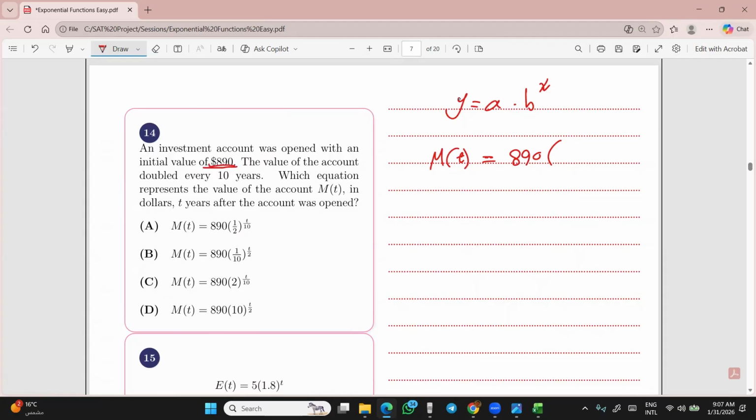B is what happens to this amount. Of course, in the banks, they are increasing. It says the value in the account doubled. As I told you, doubled means always write 2 inside the parentheses. And here we write something above. Every 10 years. Remember, when I say every, we cannot write x only. We have to write x over 10.